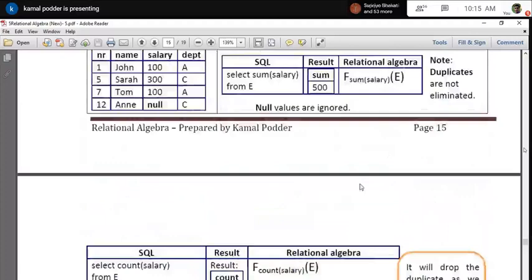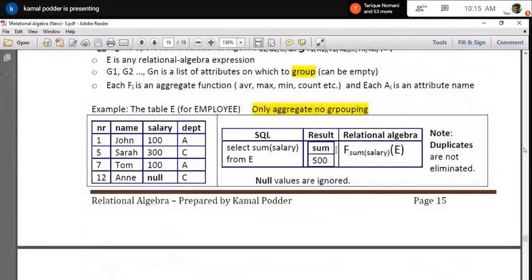But in case of an aggregate function, if you write that, in that case it is not dropping the duplicate, only in this case. If you use any aggregate function, that is the reason. Although it is a relational operator, if we are applying the aggregate function, it is not dropping the duplicate, and that is the reason I am getting 500 as the result.